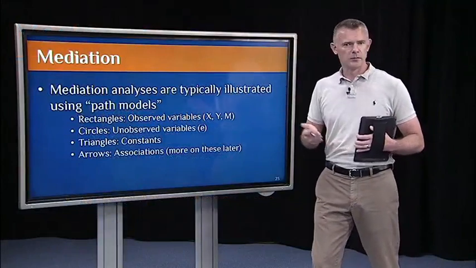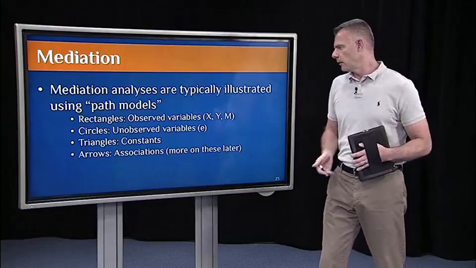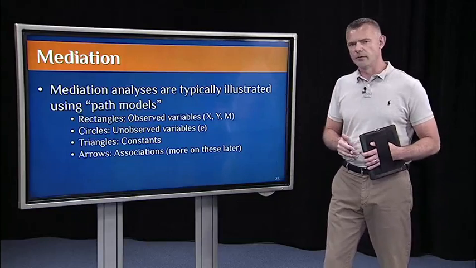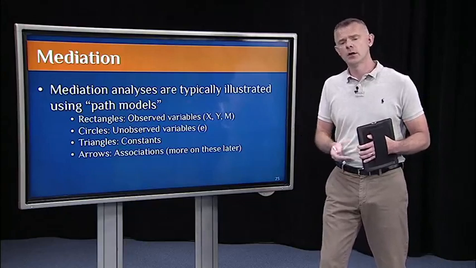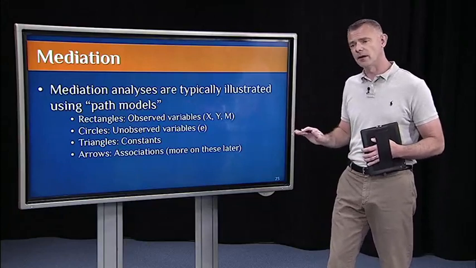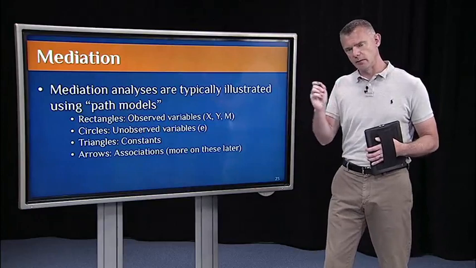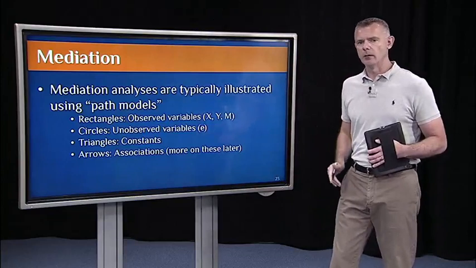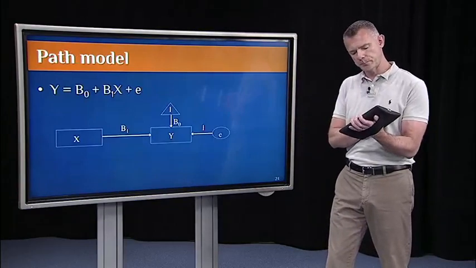Circles represent unobserved variables, so things we just can't observe or don't see. So in this example, the only unobserved variable we have is the error term. We can't see the error, it's unsystematic, we don't know what it is, so we'll represent that with a circle. Triangles are used to represent constants, and then arrows represent associations between variables, like from x to y, for example. And I'll have more to say about exactly how you draw those arrows as we go through these models.